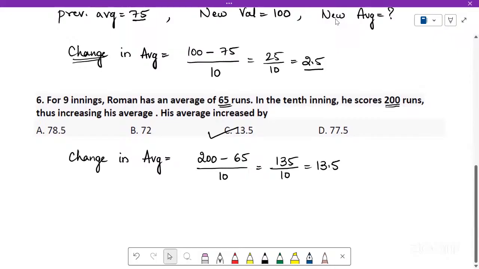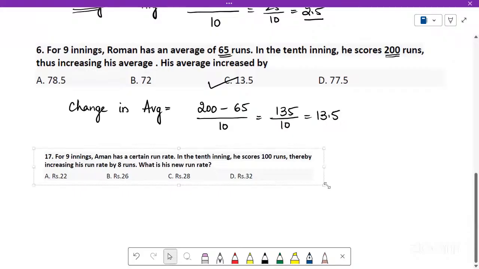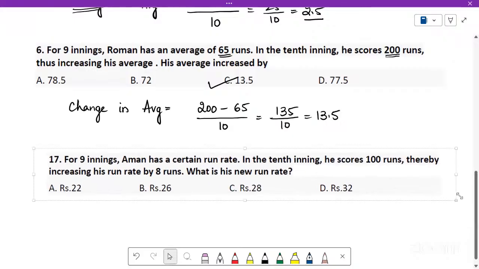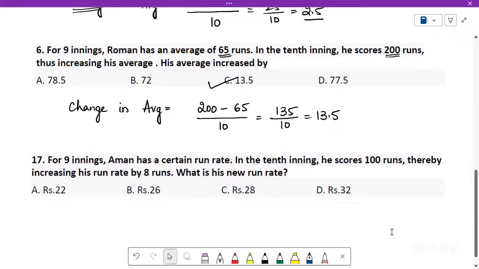Suppose all the values are not given. The first two example problems that we have done were pretty simple because all the necessary values were given. See here, one of the initial values required is not given. See how to solve this. For 9 innings, Aman has a certain run rate. In the 10th innings, he scores 100 runs, thereby increasing his run rate by 8 runs. What is his new run rate?